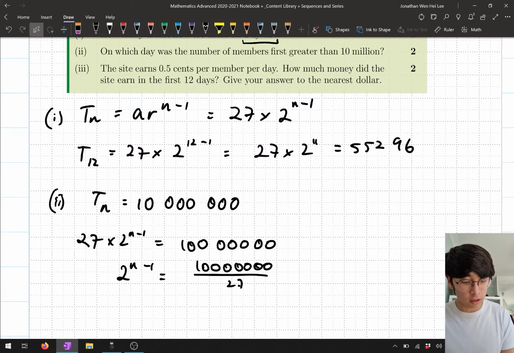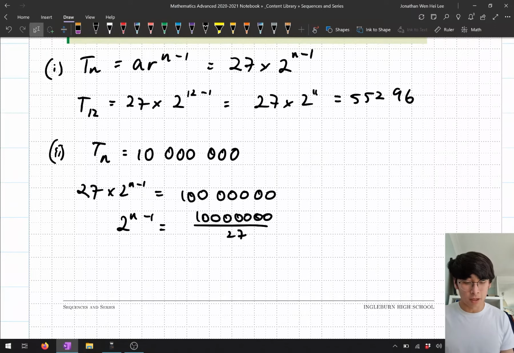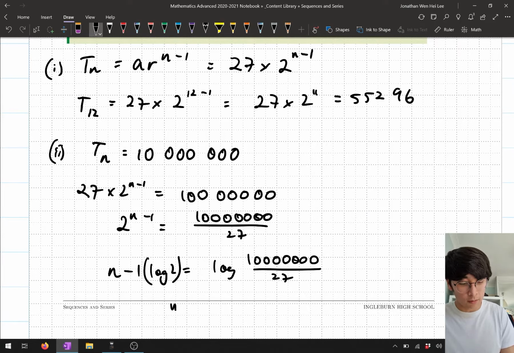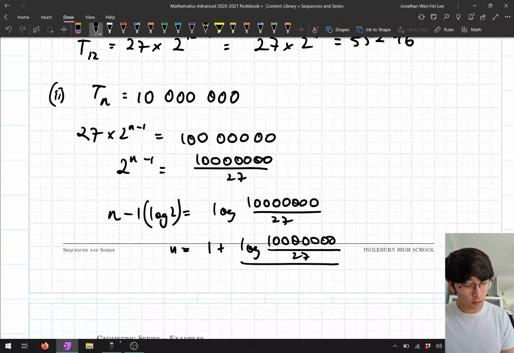So 2 to the power n minus 1 is equal to 10 million, that's 1, 2, 3, 4, 5, 6, 7 digits, divided by 27. And when we're dealing with exponentials, the way that we fix this up is by taking logs. And so here we get n minus 1 times log 2 is equal to log of 10 million over 27. And so here n is equal to 1 plus log of 10 million over 27, all over log 2.